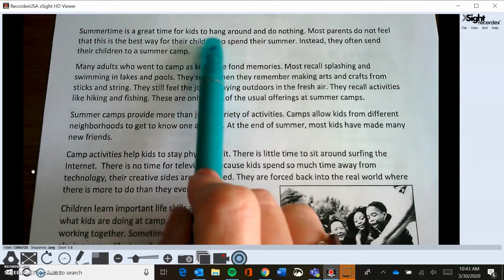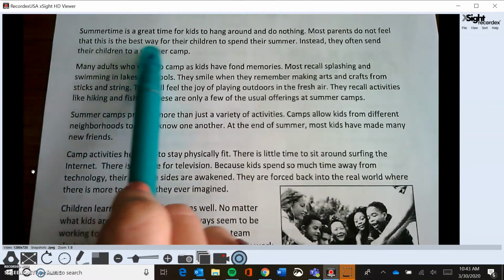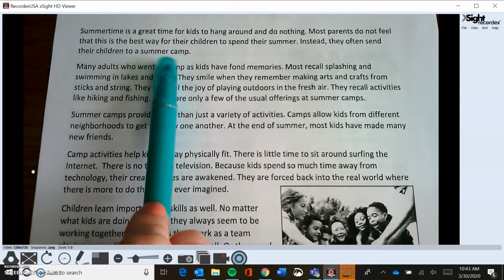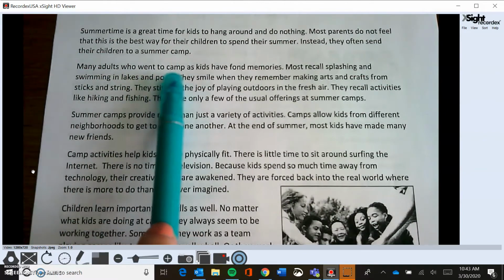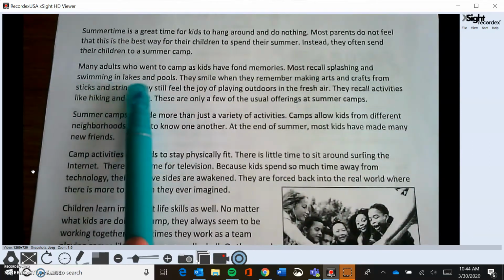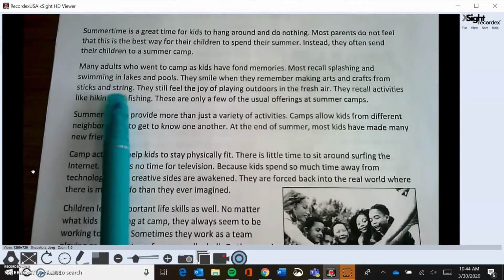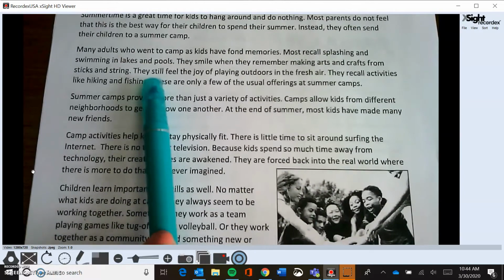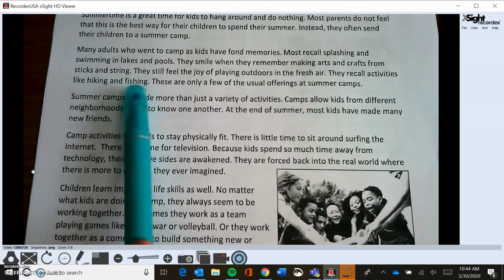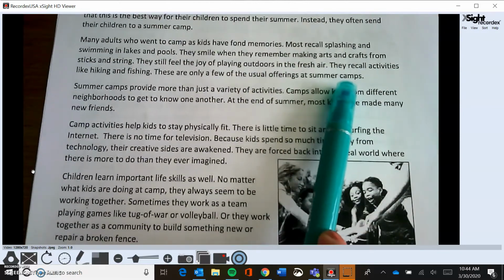Summertime is a great time for kids to hang around and do nothing. Most parents do not feel that this is the best way for their children to spend their summer. Instead, they often send their children to a summer camp. Many adults who went to camp as kids have fond memories. Most recall splashing and swimming in lakes and pools. They smile when they remember making arts and crafts from sticks and string. They feel the joy of playing outdoors in the fresh air. They recall activities like hiking and fishing. These are only a few of the usual offerings at summer camps.